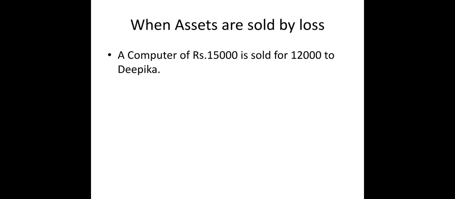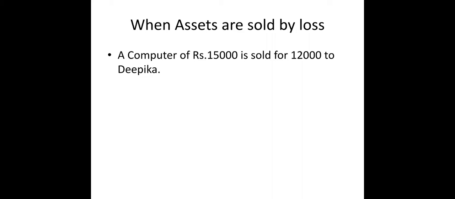ઓકે, વન મોર એક્ઝામ્પલ સ્ટુડન્ટ. A computer of 15,000 is sold for 12,000 to Deepika. Okay, we are selling computer to Deepika, your favorite student. Okay, so the price of computer is 15,000, but we are selling it for 12,000. So we are suffering a loss of 3,000, student.